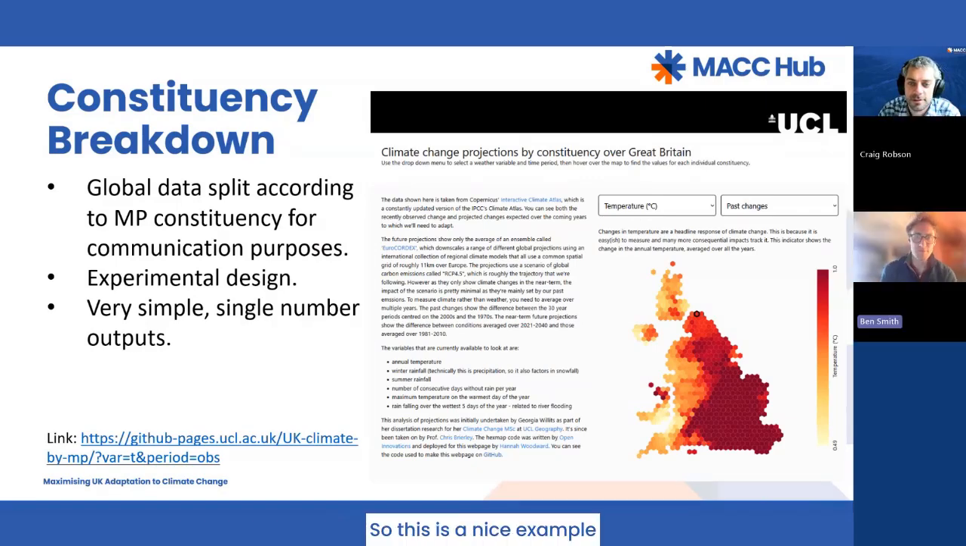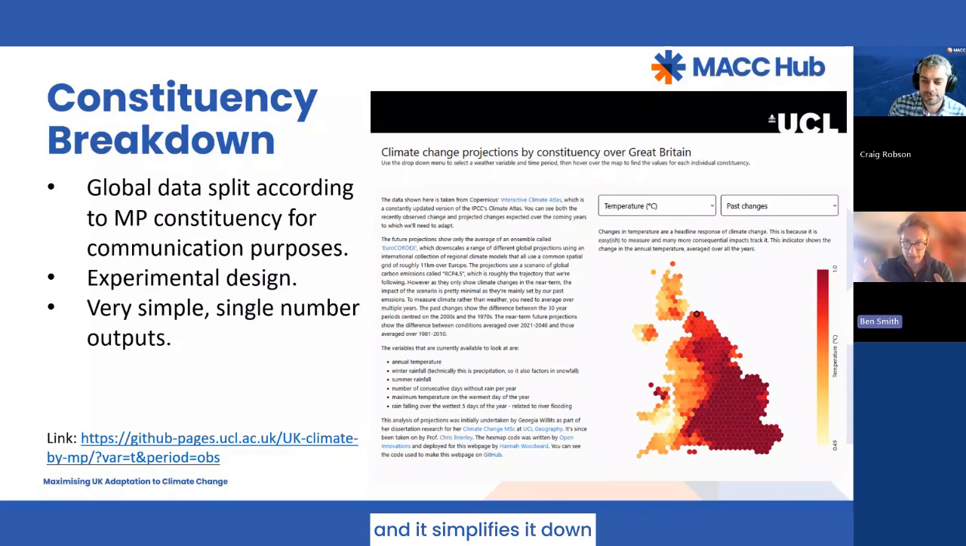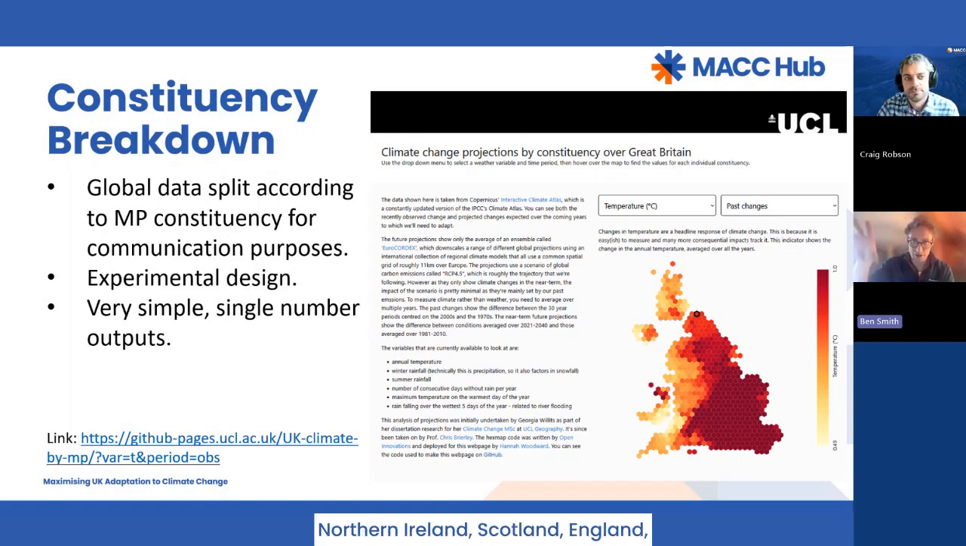Sure. So this is a nice example from a group at UCL. It takes some quite complex climate data and simplifies it down to local MP constituencies. Every hexagon you see here is a constituency. They've been arranged in a slightly non-geographical way, so it's a bit different to the sort of map you might expect, but you can see you've got a chunk for Northern Ireland, Scotland, England, and Wales. And the good thing about it is it's really simple. It takes a very complex data set and simplifies it down.